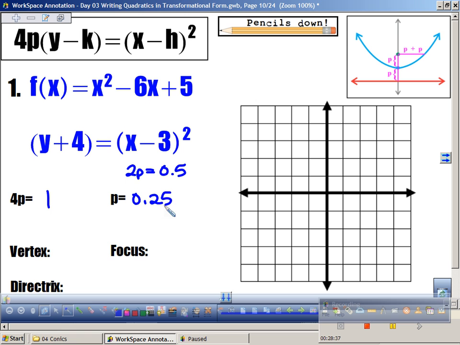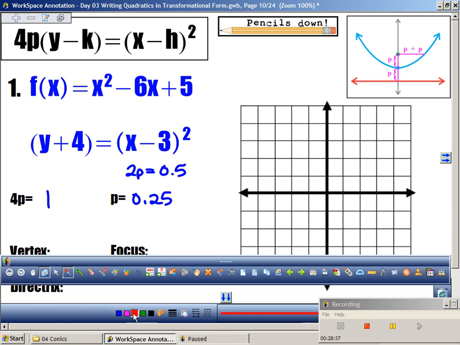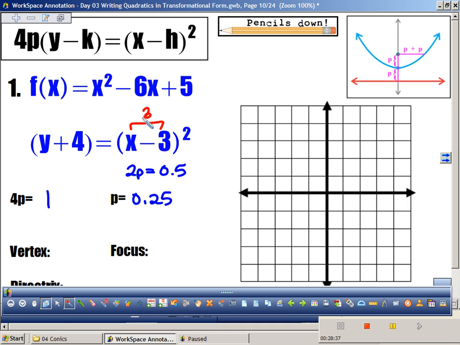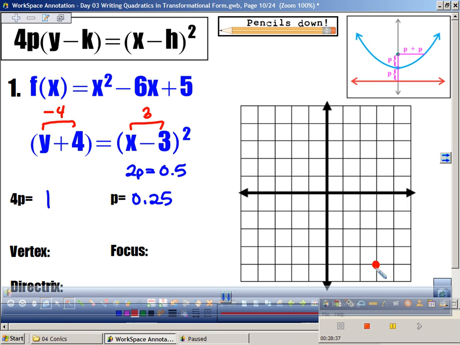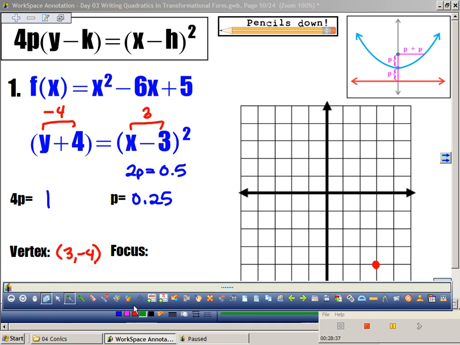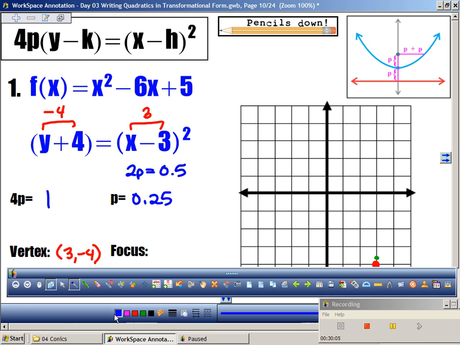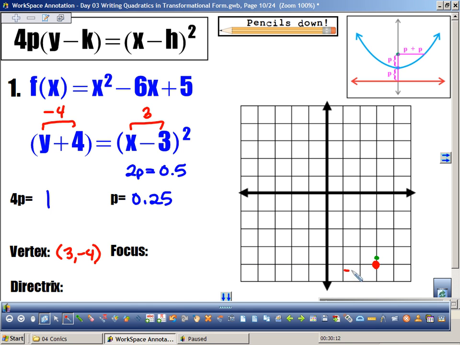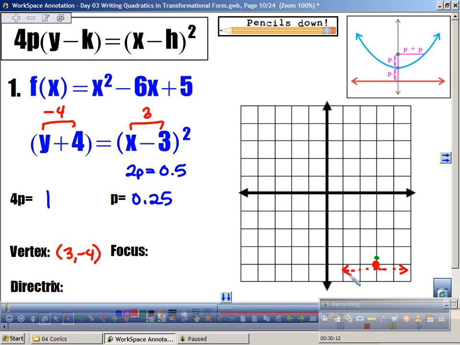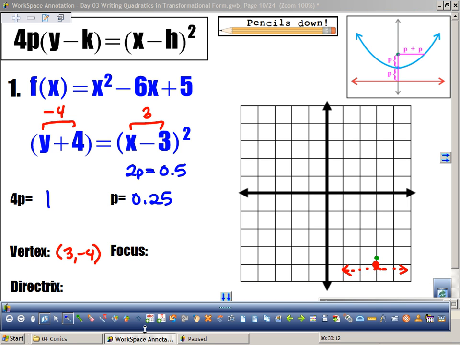And these are the ones that are a pain, right? So if my vertex is at positive 3, negative 4, so positive 3, negative 1, 2, 3, 4, there's my vertex. Positive 3, negative 4. That means my focus is going to be up 0.25, which kind of sucks, right? And my directrix is going to be down 0.25. I'm going out a half and a half to make a total of 1. And there's my graph.